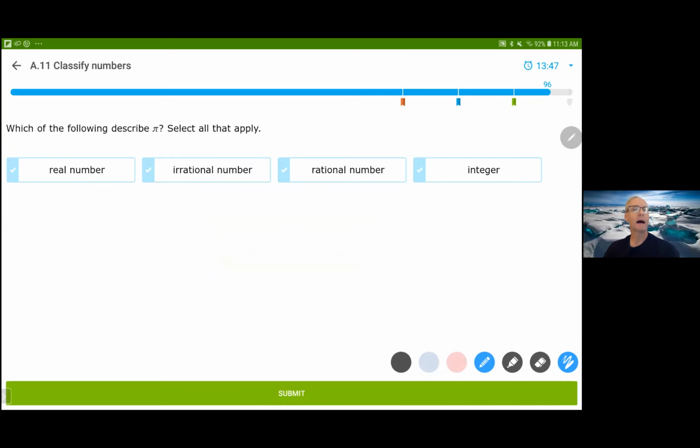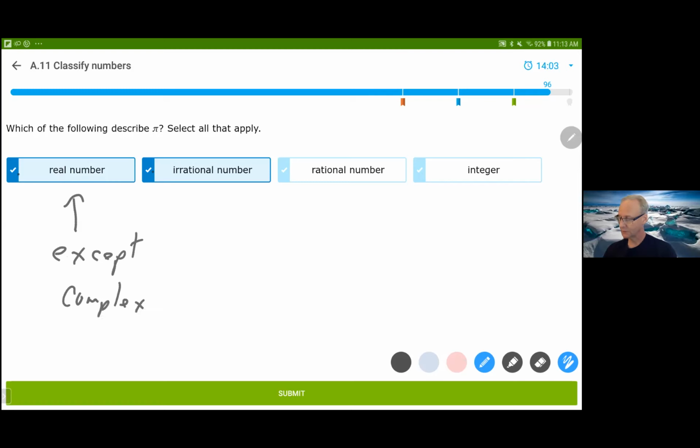Which of the following describe pi? Irrational. It is an irrational number. It's none of those other things. Oh, it's a real number. Remember, all numbers except complex, which would be things like 2 plus i, or imaginary, like i, 2i, 7i, and so on. Complex are real plus imaginary. Imaginary are just multiplying by the i. So real numbers are any number, including pi.